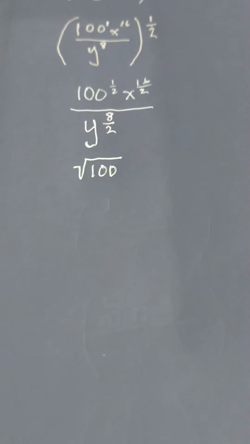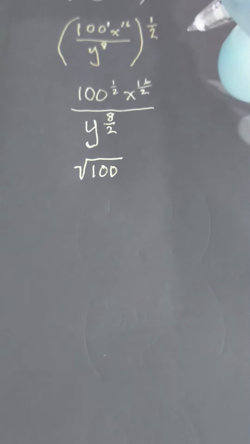X to the 16 over 2, over, that's an 8 by the way, y to the 8 over 2. And now we can simplify. 100 to the 1/2, that just means the square root of 100. That just means this. And then x to the 16 halves, we're just going to simplify 16 halves to be x to the 8. And this is y to the 4.